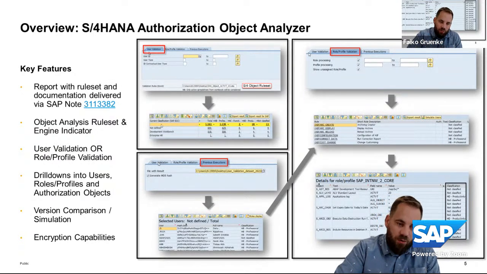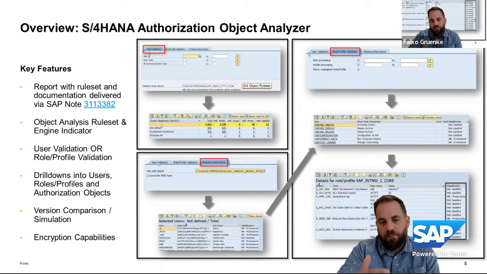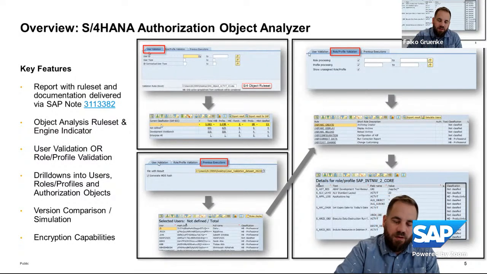When you're clicking on a role or user itself, you will get an overview of all the details in the role: which objects with which activity have been assigned to this role and how they have been classified. With these details, you can then identify roles which might require adjustments or are driving the user classification for your users.